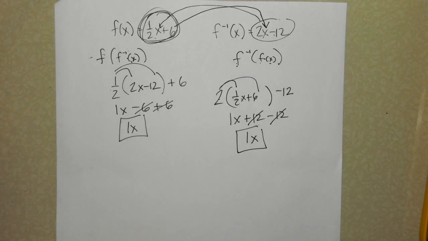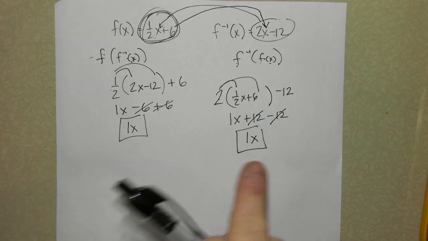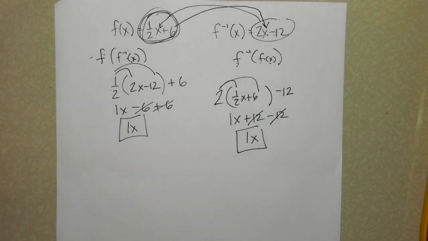And then you write the statement, the two are inverses of one another. Each time you have to get a final answer of x, which is the same as 1x, to prove the two equations are inverses of one another.